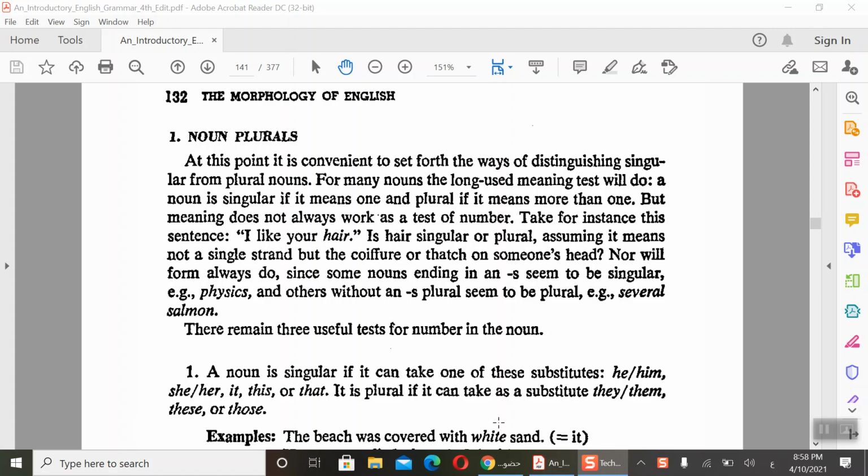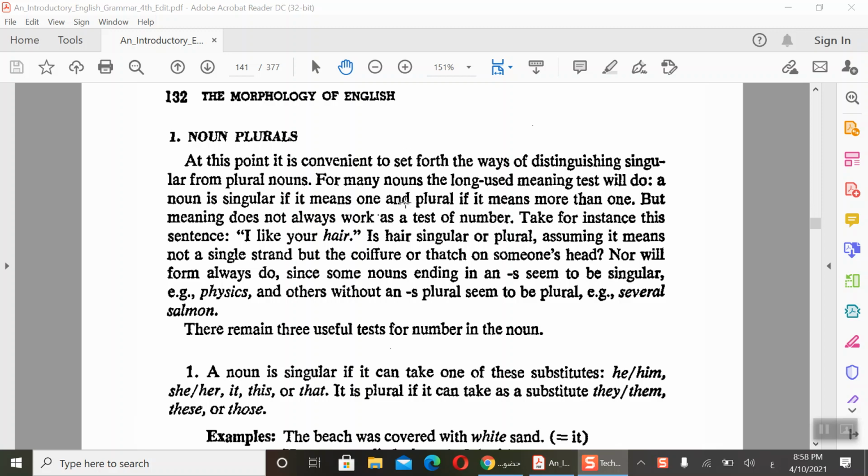Today we're going to talk about noun plurals. Chapter 11. At this point, it is convenient to set forth the ways of distinguishing singular from plural nouns. So we have to distinguish between singular and plural. Of course, most of you are familiar with plural and singular, but here in this book, in this chapter, there are some details.